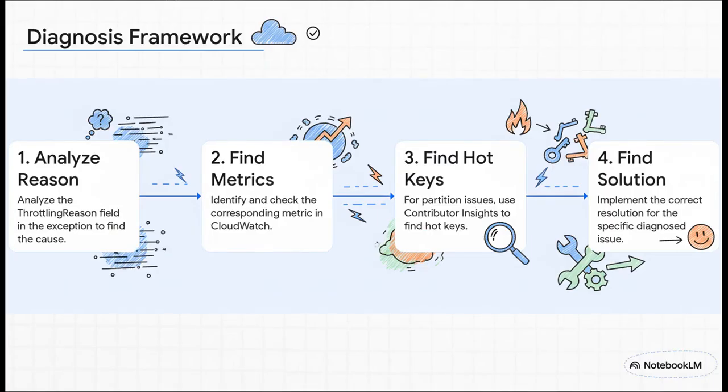So we can turn this whole process into a really simple 4-step framework. Step 1, you analyze that throttling reason in your exception. Step 2, you use that reason to hunt down the related metric in CloudWatch. Step 3, if the reason points to a hot partition, you use a fantastic tool called Contributor Insights to find the exact keys causing all the trouble. And finally, Step 4, you implement the right fix for the specific problem you just diagnosed.